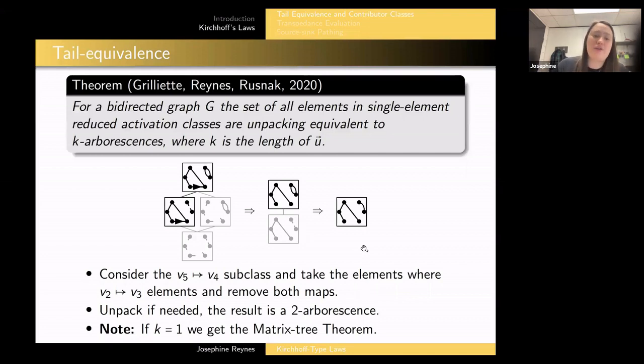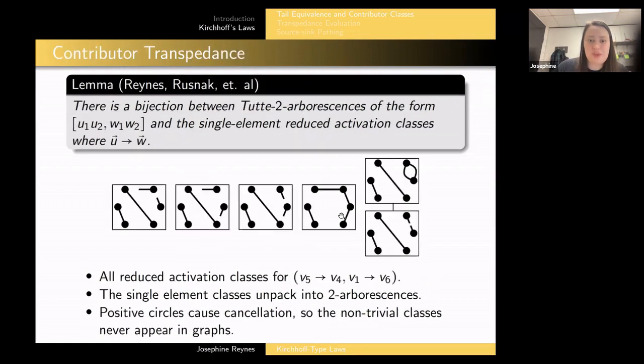So I've now figured out how to take all of my contributors and use these activation classes to count these 2 arborescences. So why is this useful? Well, there's actually a bijection between the Tutte 2 arborescences of this particular bracket form and the single element reduced activation classes where I send U1 to W1.